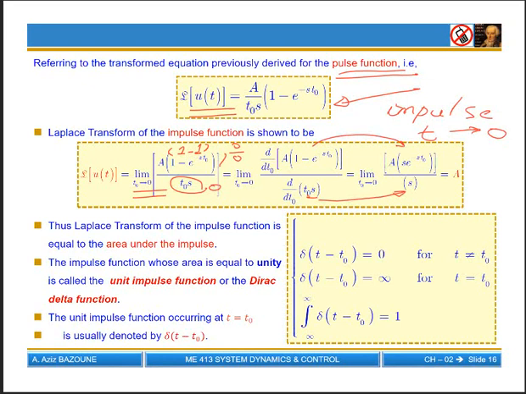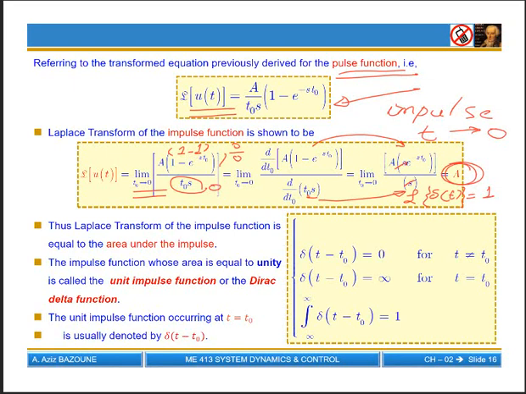Now, if we take the limit, you simplify here s with s, and when you take the limit when t0 goes to 0, this will go to 1. So 1 times a will be a. So the limit of the impulse is a. Impulse of magnitude a is a. If the impulse has a magnitude 1, usually it's written like this. If the magnitude is 1, so delta t will be equal to 1. Laplace transform of delta t will be equal to 1. Laplace transform of an impulse of magnitude a is a, and so on.